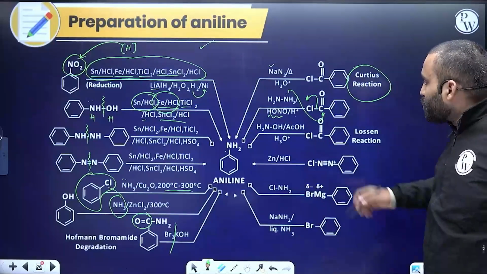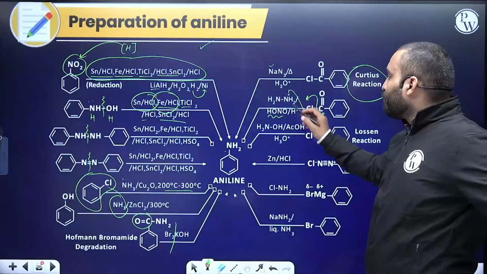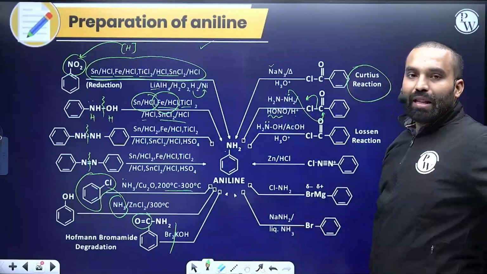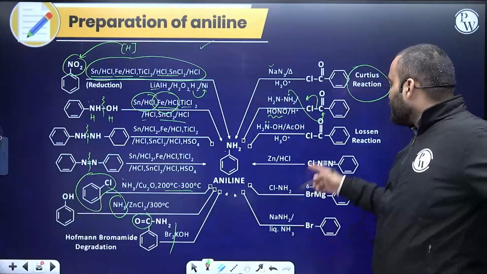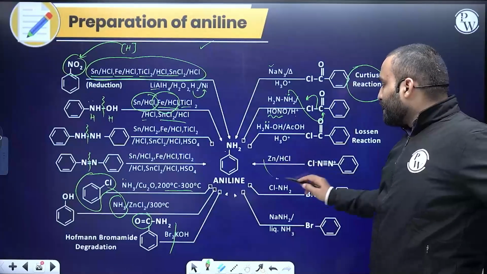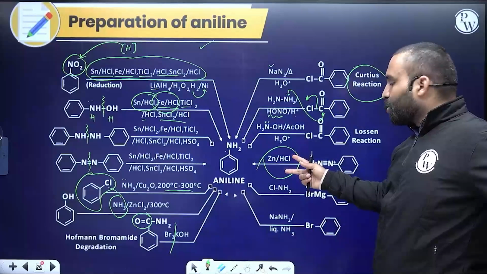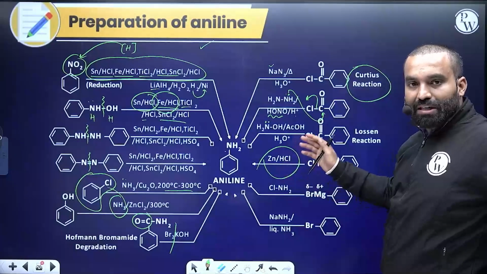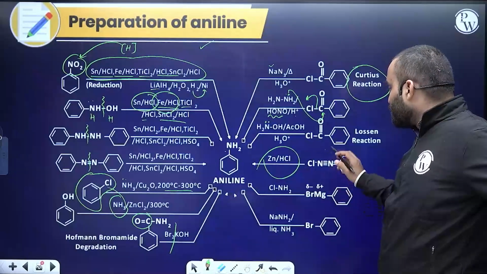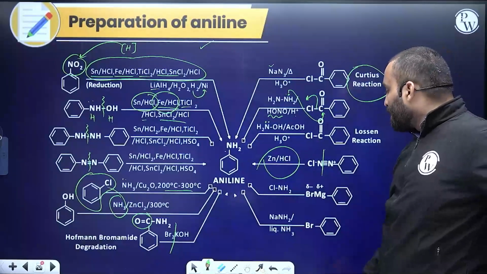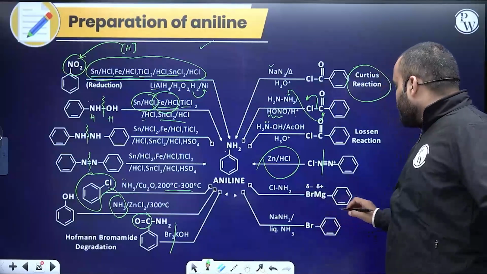The next reaction is also similar. This time instead of the nucleophile being hydrazine, here we have hydroxylamine. Hydroxylamine also produces the same compound. Zinc and HCl is a combination of metal and HCl producing nascent hydrogen. You can break this bond to produce aniline.